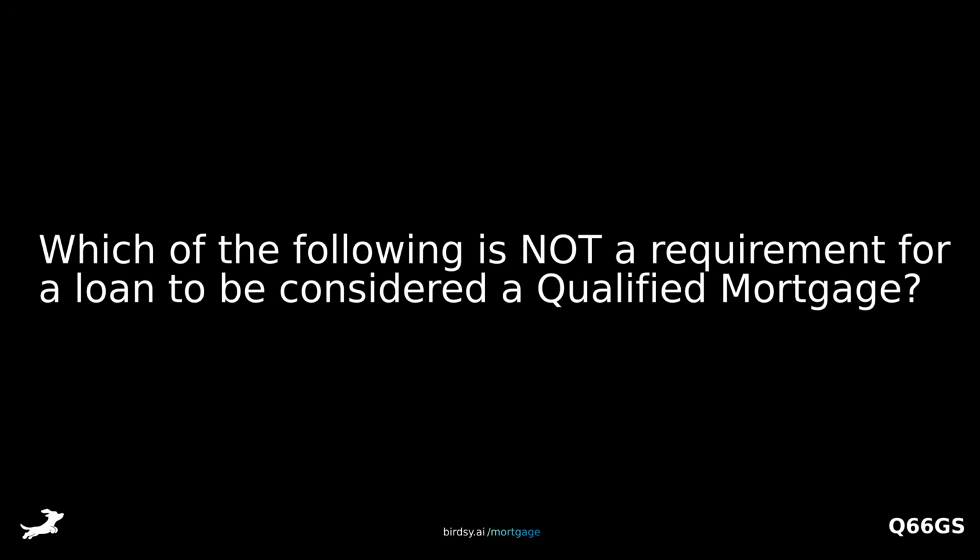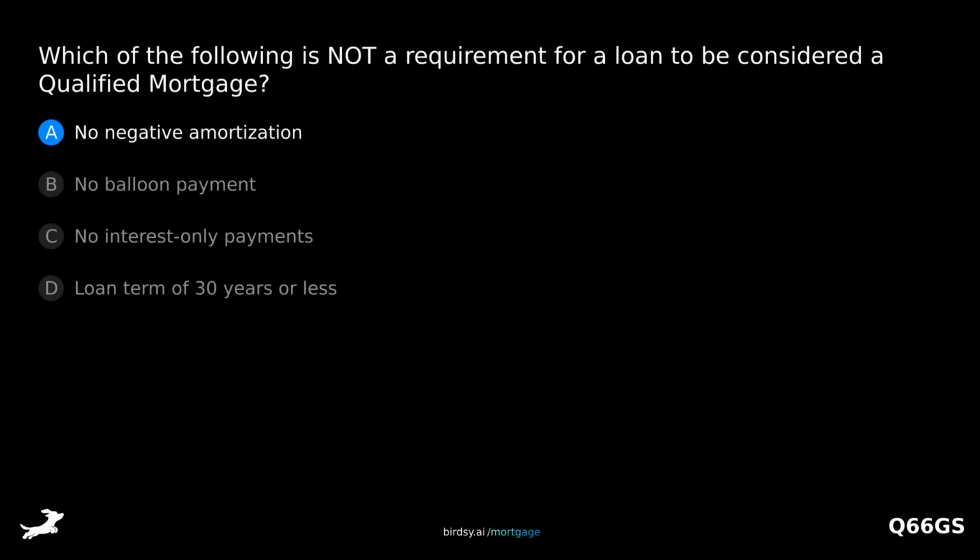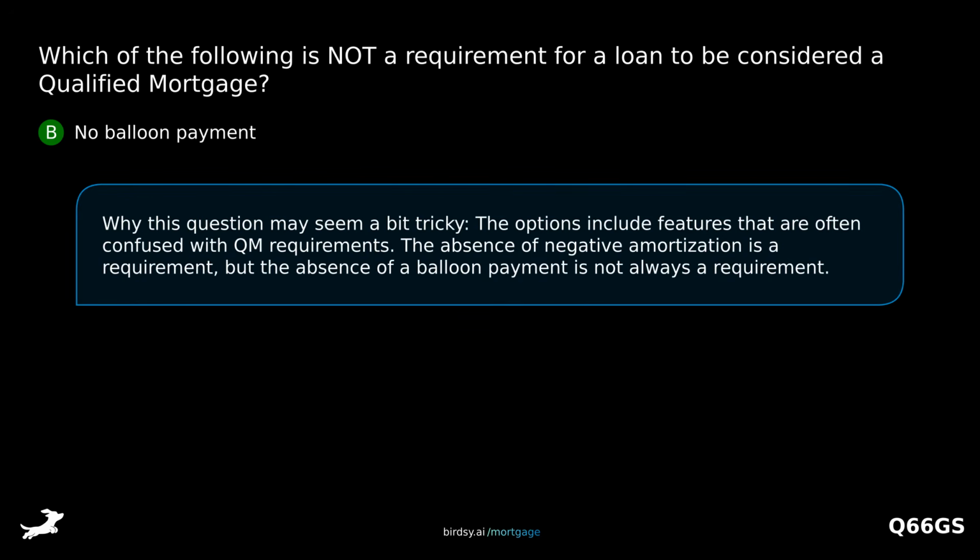Which of the following is not a requirement for a loan to be considered a qualified mortgage? Is it A, no negative amortization, B, no balloon payment, C, no interest-only payments, or D, loan term of 30 years or less? The answer is B, no balloon payment. Why this question may seem a bit tricky: the options include features that are often confused with QM requirements. The absence of negative amortization is a requirement, but the absence of a balloon payment is not always a requirement.